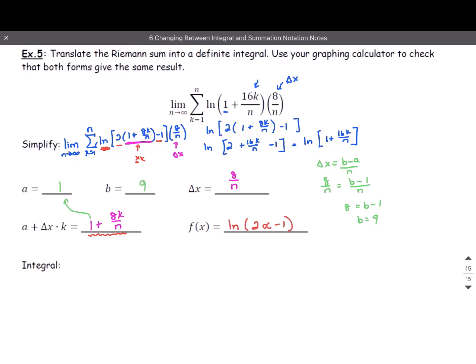Now we're ready for our integral. It's the integral from a to b, so the integral from 1 to 9 of our function, the natural log of 2x minus 1, and the delta x becomes our dx. Okay, now we're going to go to the calculator and see that we get the same value for the limit as we do for the integral.